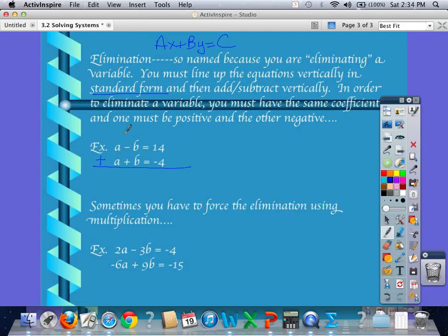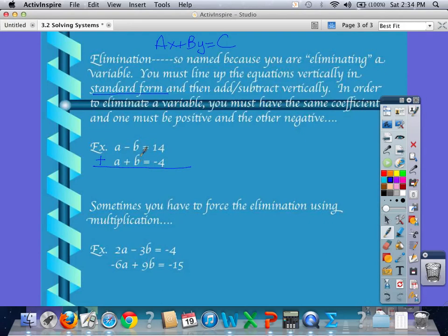Can I eliminate my a's right now? No, because yes, they do have a coefficient of 1, but one's not positive and one's not negative. One is positive, but they're not opposite. So I'll look at my next variable. I'm looking at my b's. I have a negative b and a plus b.